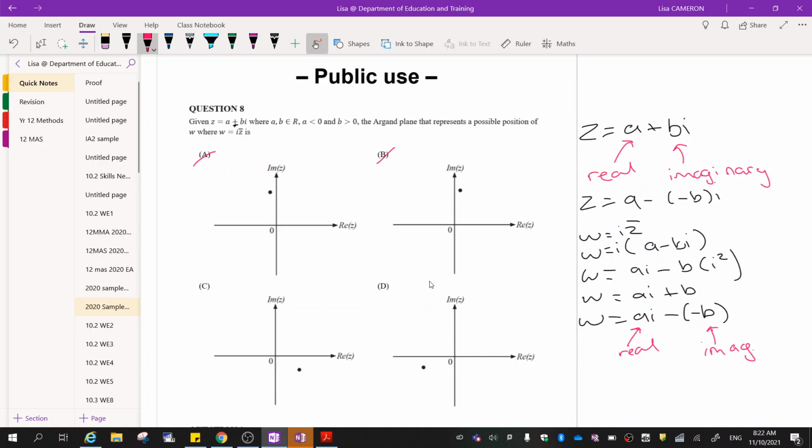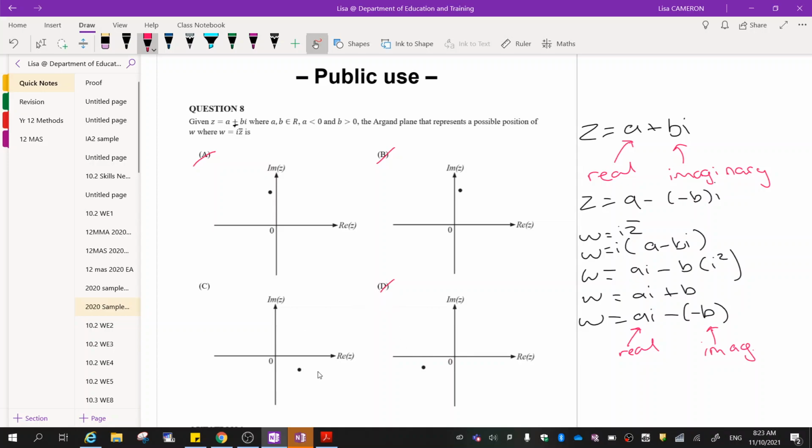Now let's look at D. So again, our real component has to be positive and our imaginary component has to be negative. And from this, our real component is not positive, it's negative, but our imaginary component is negative. So it can't be D because it doesn't satisfy both terms.